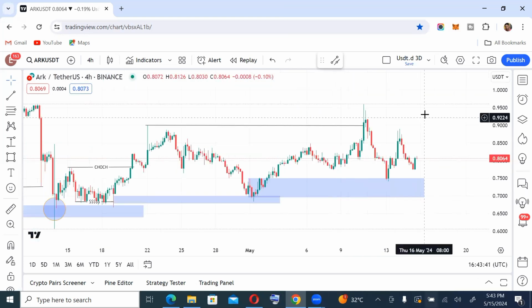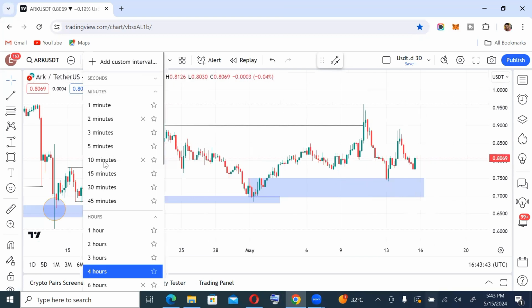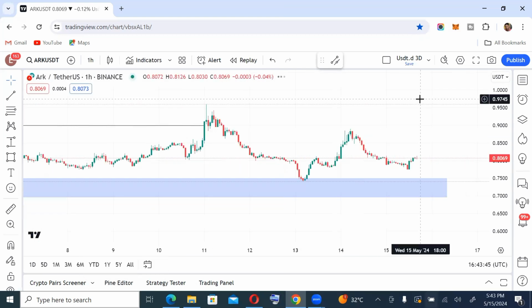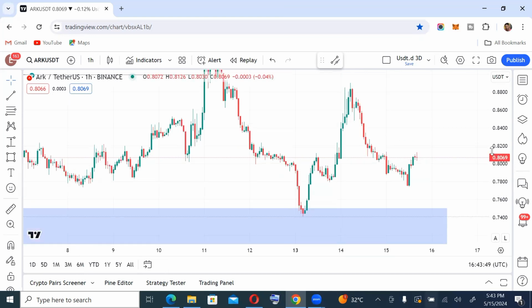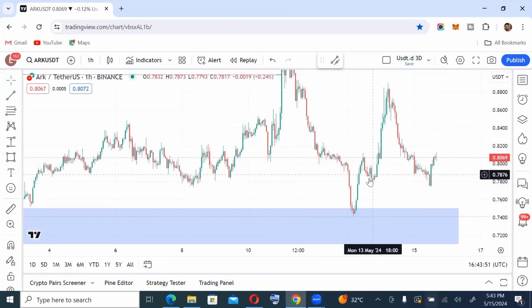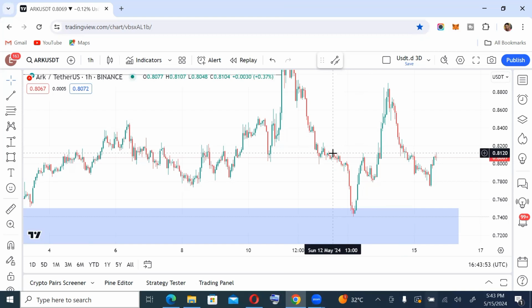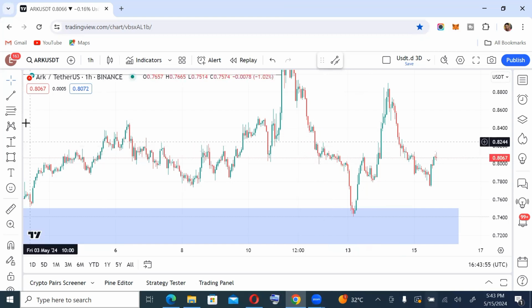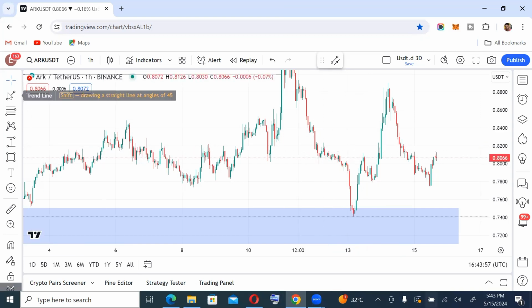Right now, we want to go down to the 1 hour time frame to see what exactly is going on there. What is happening here? Did we get a break? Did we see a falling wedge? Of course we did.